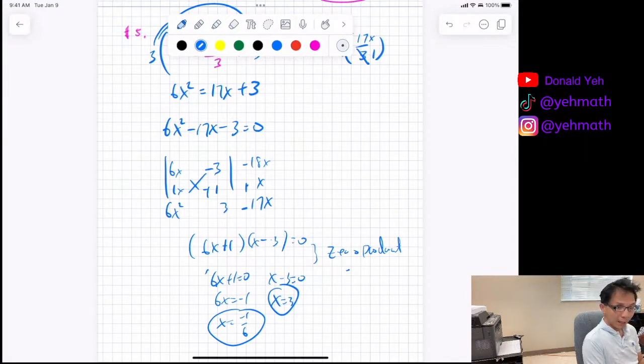I can give you data that says I have a 0 at 3 and I have a 0 at -1 over 6, and I want you to find the equation. That means you're going backwards. That's called the factor theorem, and we're going to get to that in pre-calc.